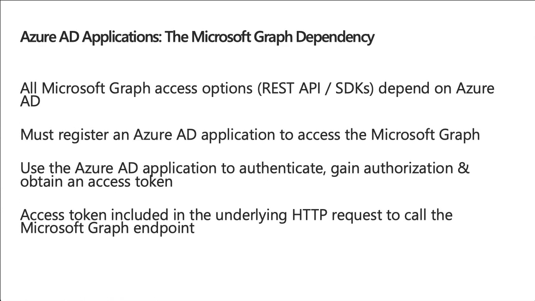Now, let's talk a little bit about a dependency that the graph has, and that is on Azure AD. All Microsoft Graph access options are going to depend on Azure Active Directory. So you're going to have to register an Azure AD application to access the Microsoft Graph. Then you use that application to authenticate and gain authorization by obtaining an access token. Every single request you make to the Microsoft Graph is going to be done over HTTP. This includes the SDKs, and it's going to include an authorization header with the access token in it.